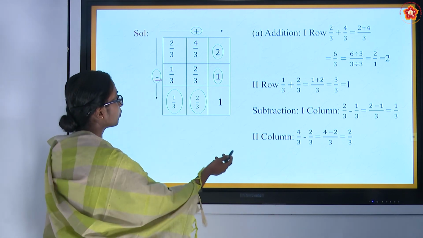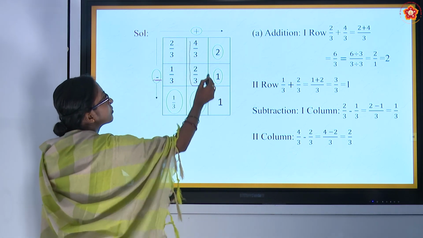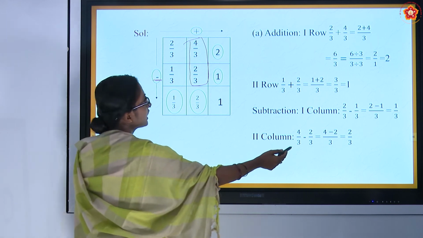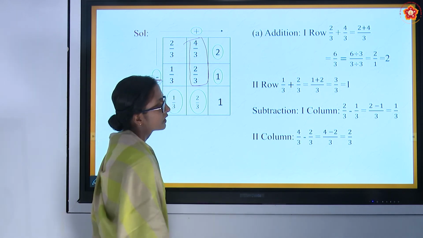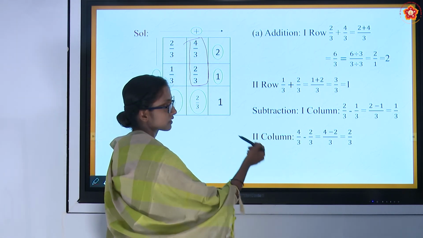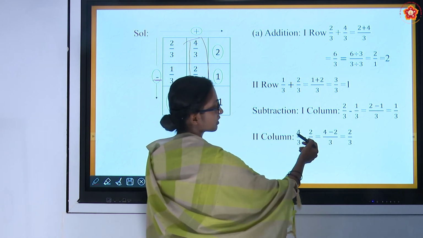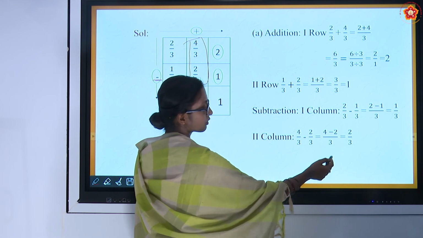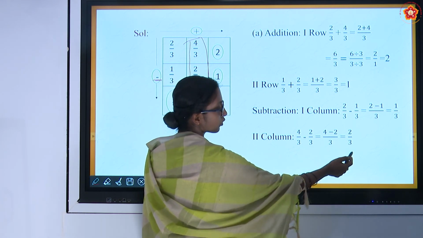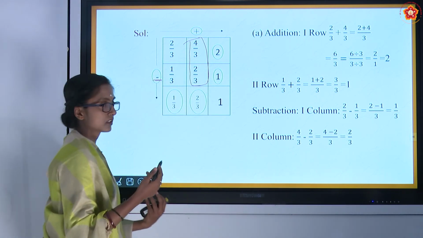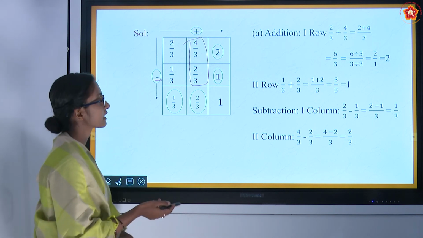Column number 2. 4 by 3 minus 2 by 3. Even here denominators are same. Subtract the numerators. 4 minus 2 divided by 3. 4 minus 2 is 2. 2 by 3 can't be simplified further. So keep it as it is.